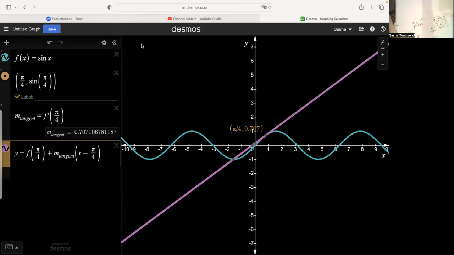So here we can visualize that example that we were just looking at on paper.